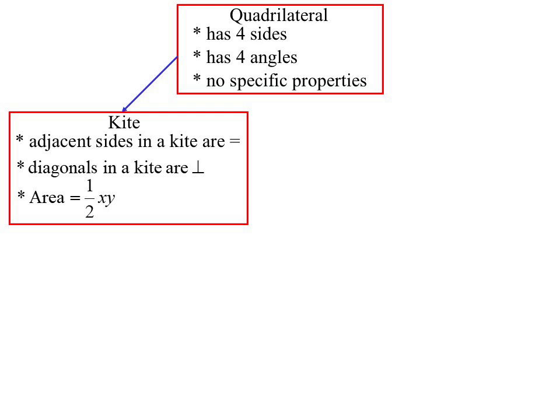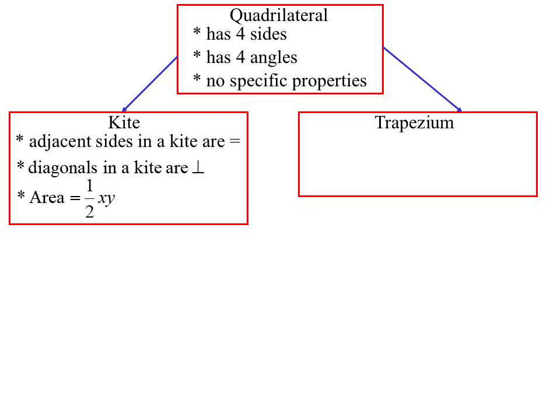There is a formula for the area of a kite. You might look at that and say, hang on, isn't that the formula for the area of a rhombus? Actually, no, it's the formula for the area of a kite. It's just the fact that a rhombus is a kite, therefore you can use that formula. I could also branch from the quadrilateral and get a trapezium. What do we know about that one? It has 1 pair of parallel sides.